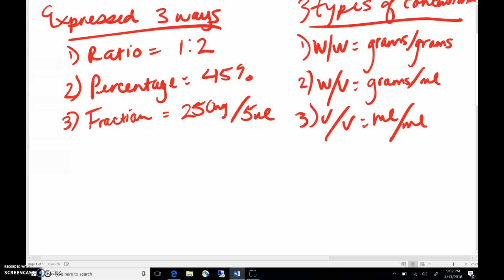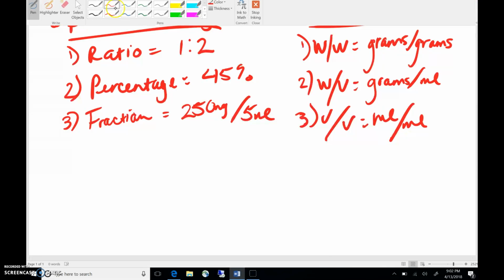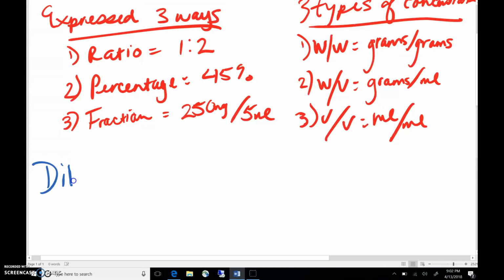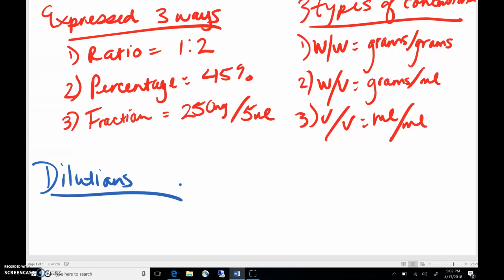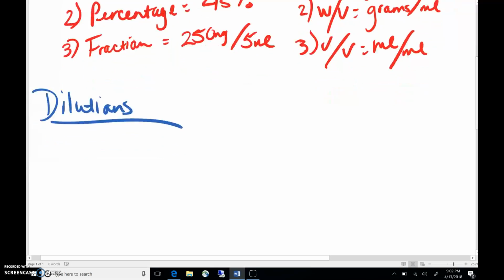All right. Well, why is this important when we start talking about dilutions? When we start talking about dilutions, concentrations and how concentrations are expressed and the types of concentrations are important, because when you get a problem, you need to be able to look at that problem and identify which number is the concentration. All right. So let's talk about dilutions.